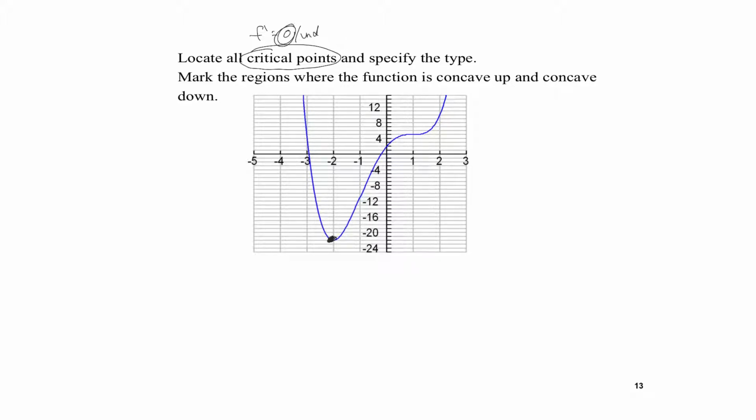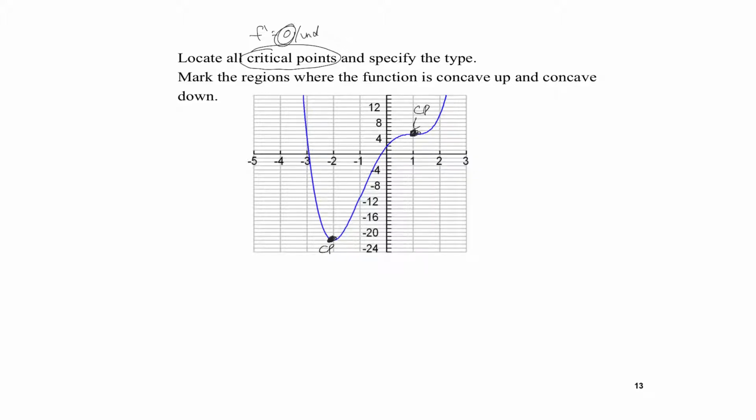And also there's another point where the slope is 0, but it's not a turning point. Can you find it? It is right over around this area here, right over there. So I'm going to call this CP, and CP for critical points where the slope is 0.